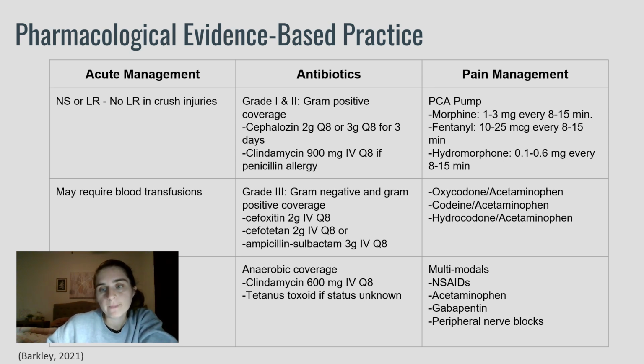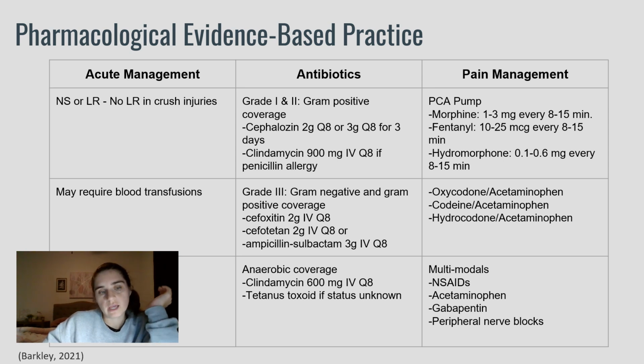a PCA pump. Some of the medications used on these PCA pumps include morphine, so that can be 1 to 3 milligrams every 8 to 15 minutes, fentanyl, 10 to 25 mics every 8 to 15 minutes, Dilaudid, 0.1 to 0.6 milligrams every 8 to 15 minutes. And then if the patient doesn't need frequent pain medication like that, and they can tolerate PO meds, then you can give medications orally. Some common ones are the oxycodone acetaminophen.